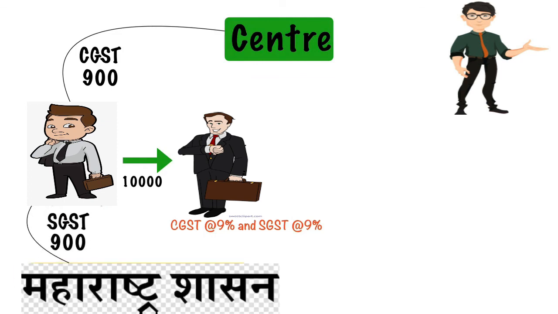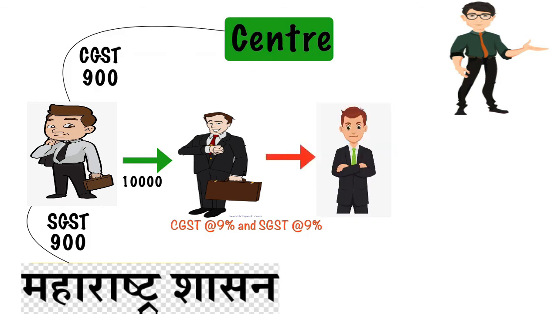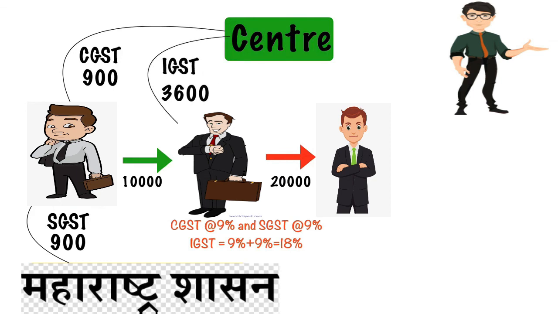After this, Mr. Roy from Mumbai, Maharashtra sold the goods to Mr. Reddy from Thrissur, Kerala for Rs 20,000. Now this transaction is interstate, or between two different states. Then Mr. Roy will pay IGST 18% to central government, that is Rs 3,600, 18% on 20,000.